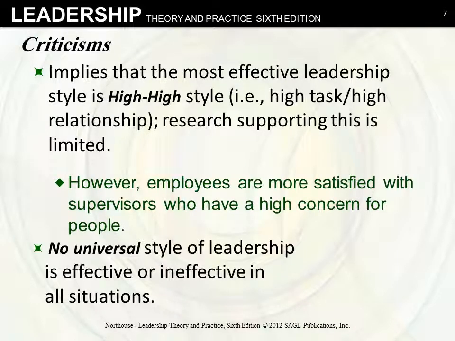Here I would also like to talk about criticism, because it implies that the most effective leadership style is high task, high relationship. Research supporting this is limited. However, employees are more satisfied with supervisors who have a high concern for people. As we all see, whenever we study somewhere, we are all satisfied with the teacher or the doctor or the professor who has very good behavior. And also this approach is not a universal style of leadership. It's effective or ineffective in different situations.